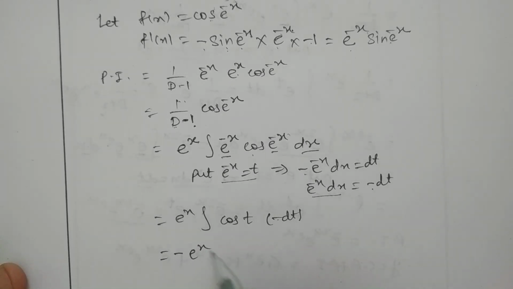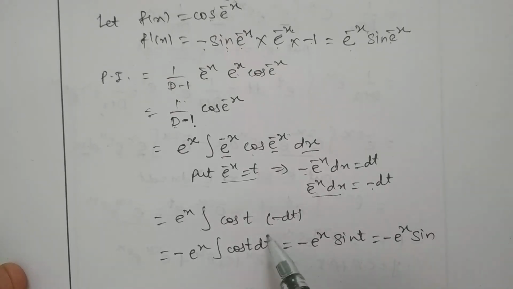Taking this minus sign outside, we get minus of e raised to x integration of cos of t dt. This equals minus of e raised to x times the integration of the cos function, which is sin of t. So this is minus of e raised to x sin of t. What is the value of t? It is e raised to minus x. So this is our PI, or final PI.